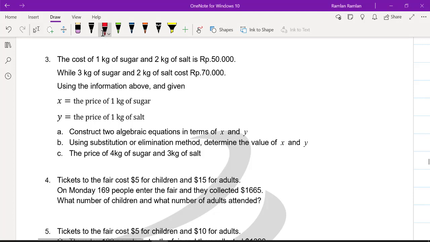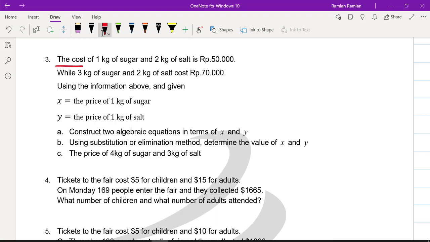Okay, so the cost of 1 kilogram of sugar and 2 kilograms of salt is 50,000 rupiah, while 3 kilograms of sugar and 2 kilograms of salt cost 70,000 rupiah. Using the information above, and given that x is the price of 1 kilogram of sugar and y is the price of 1 kilogram of salt, construct two algebraic equations in terms of x and y.